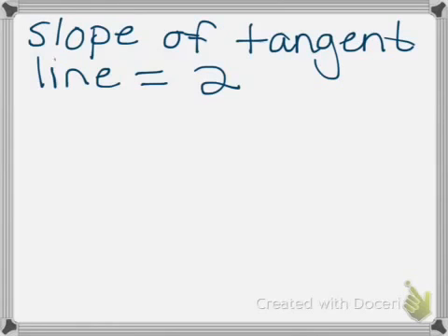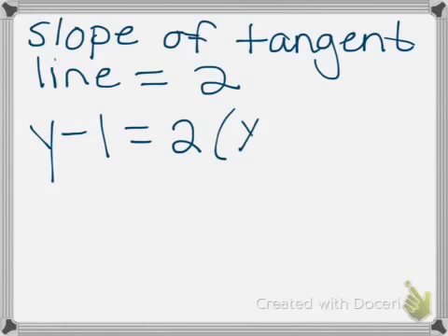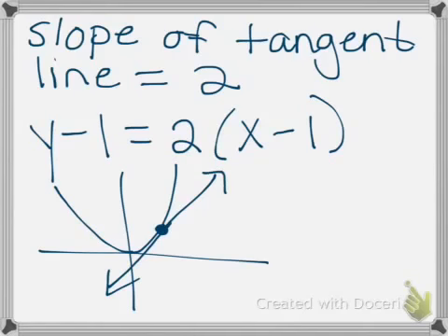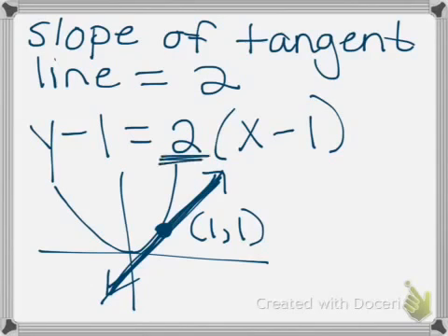So now I know that my equation of my line is y minus the y value, which is 1, equals the slope 2 times x minus the x value, which is 1. So again, what did we just find? Here's the parabola, here's the point (1, 1), there's my tangent line, which just touches it at 1 point. So the equation of this line is what I just did in point slope form. So x and y value are 1, and the slope is 2.